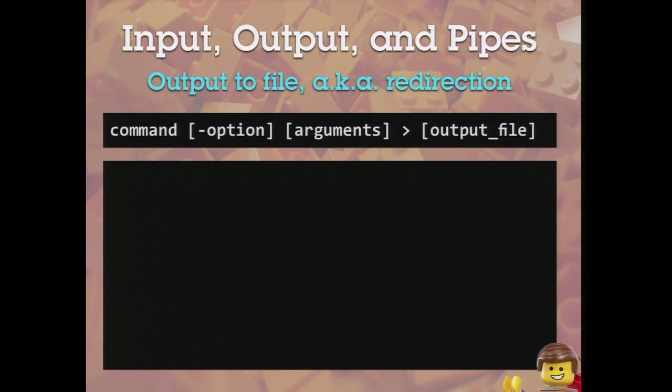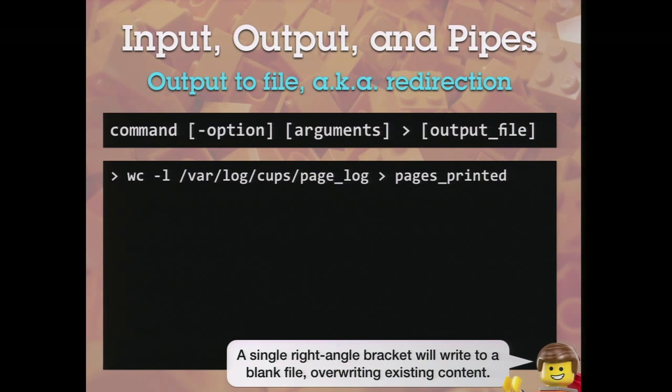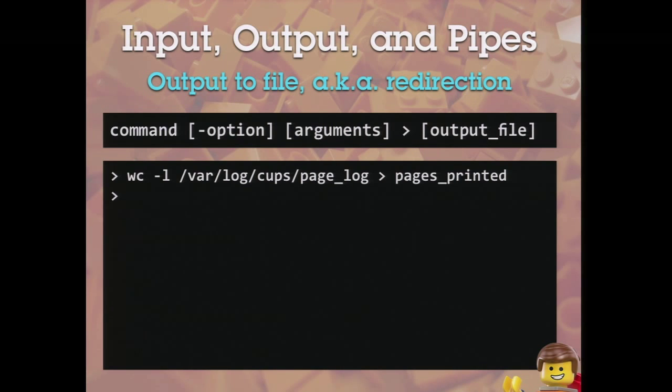If you want a shell command to send its output to a file, you need to use the redirect symbol, the right angle bracket, or if you were in Rusty's talk, they called it the chevron. So yes, a single bracket will create a new file, overwriting any existing file with that name, with the new content. Notice how when I hit return, I get an empty prompt.